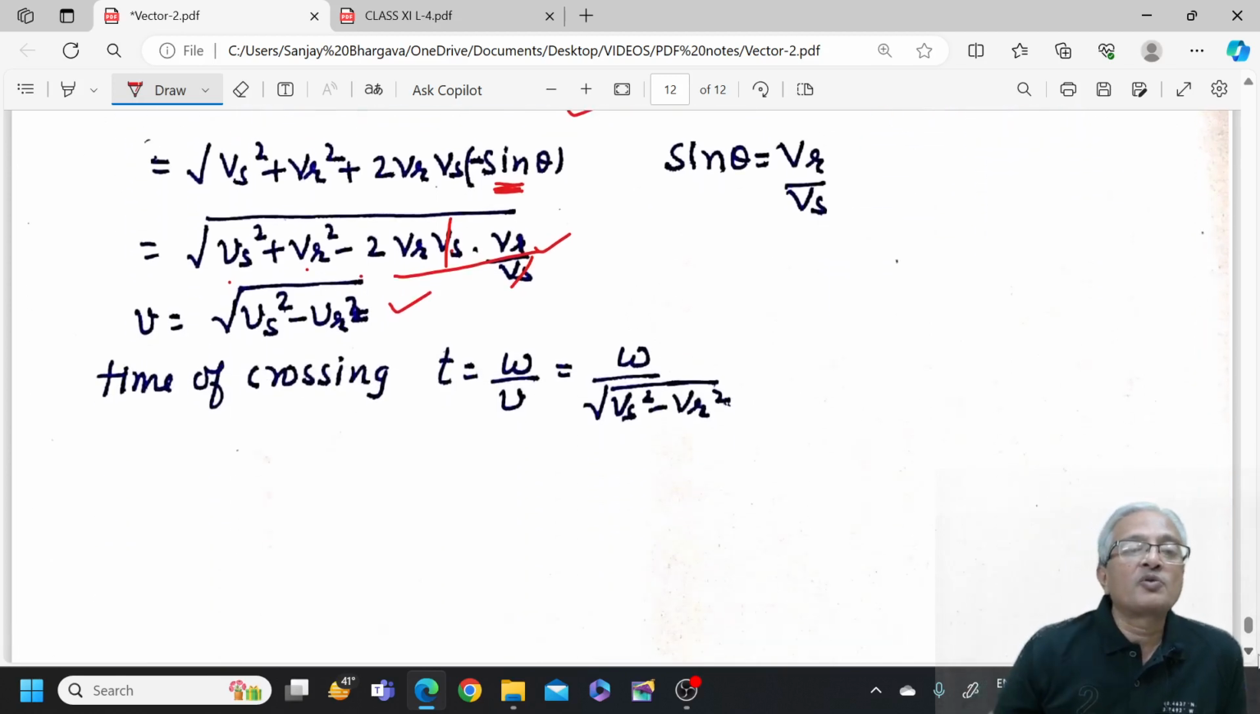Now calculate what would be the time to cross the river. T is equal to width upon velocity. So width is W and the velocity is under root Vs square minus Vr square.